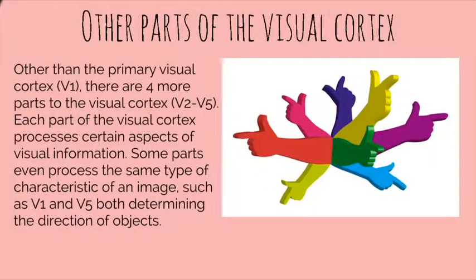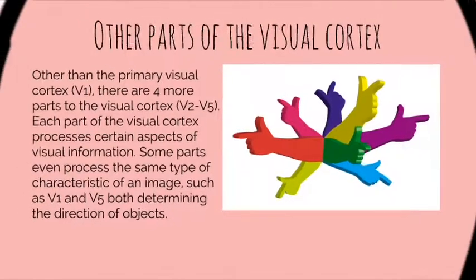Other than the primary visual cortex, there are 4 more parts of the visual cortex, and each part of the visual cortex processes certain aspects of visual information. Some parts even process the same type of characteristic of an image, such as the first part and the 5th part, both determining the direction of objects. And we can't talk about all the parts of the visual cortex, or this video would take way too long.